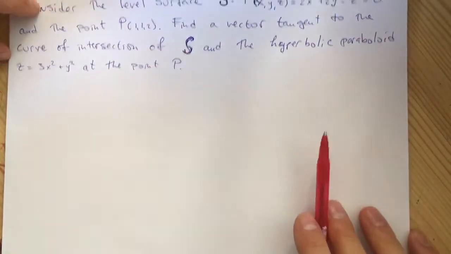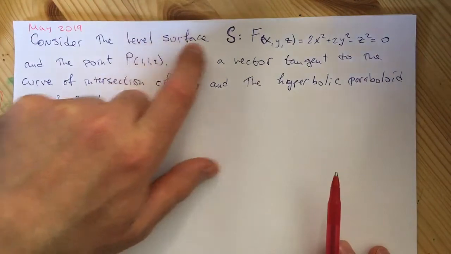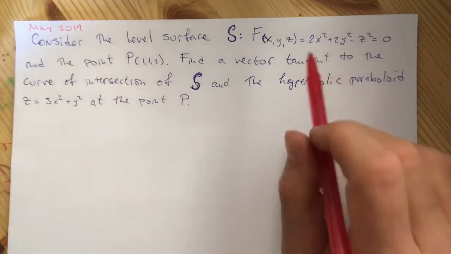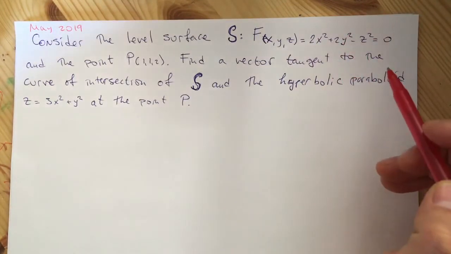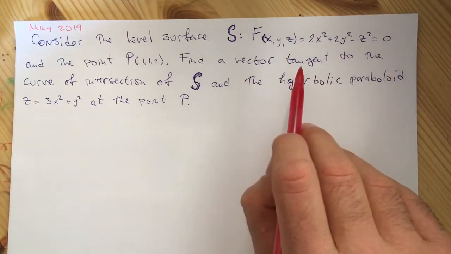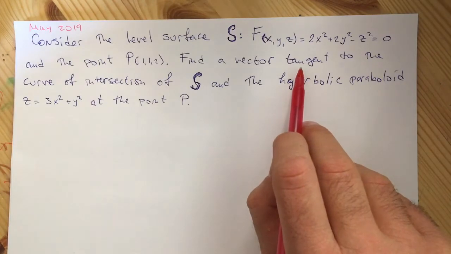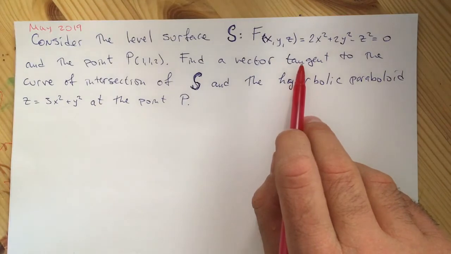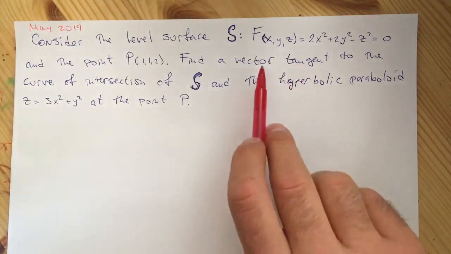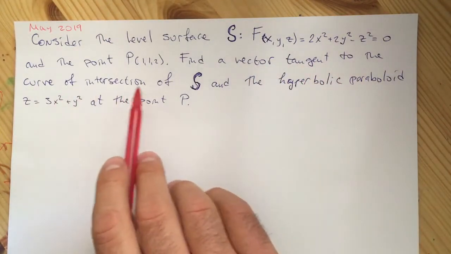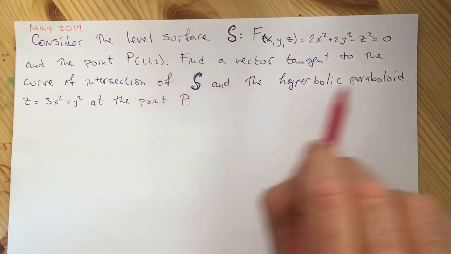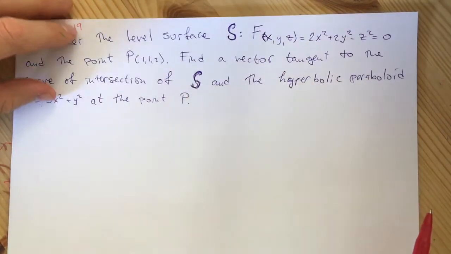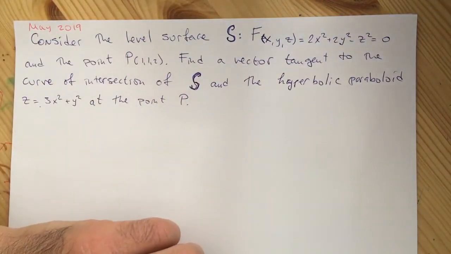That says, consider a level surface given by this equation, 2x squared plus 2y squared minus z squared is equal to 0. And we're looking for a vector, be careful now in this question, they don't ask us for the equation of the tangent line, vector tangent to the curve of the intersection of S and the hyperbolic paraboloid. So as you can see, we have two quadratic surfaces intersecting. So the idea is the same.